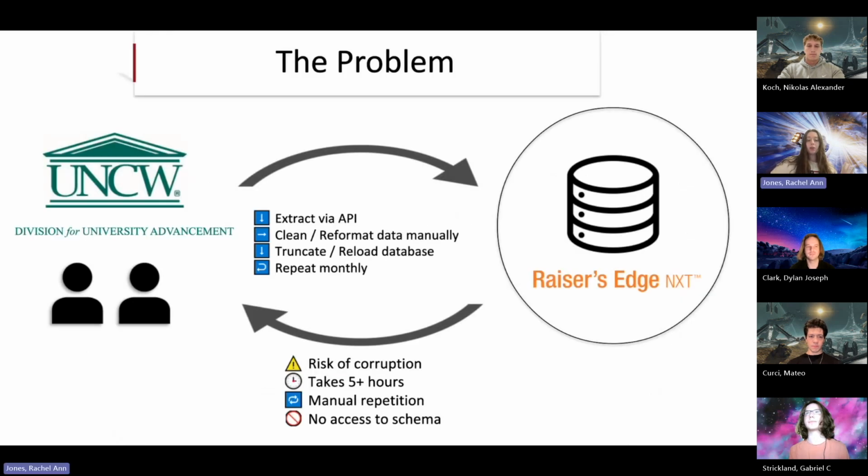So the original problem that the University Division of Advancement was having was that they had a very old database. And whenever they extracted data from that database, it would come completely schemaless. They wouldn't really be able to use it for anything. They really wanted to make data analytics and dashboards and whatnot, but they just really weren't able to do it with the database that they currently had.